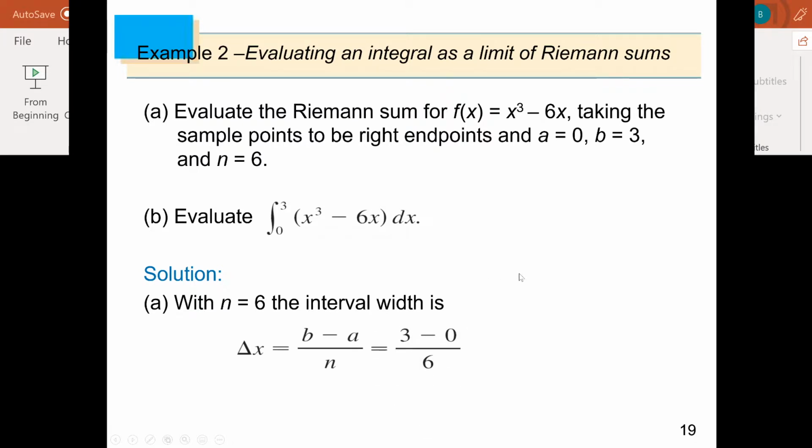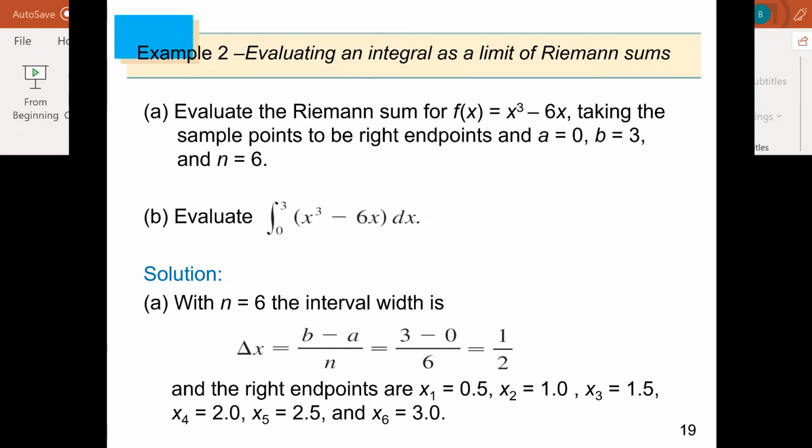So 3 minus 0 divided by 6, so we got 1/2. And then since we noticed that we started with the right endpoint, that means x1, instead of starting with 0, we start with 0.5, because according to the formula it's a plus xi, so we got 0 plus 1/2, which is 0.5. And then x2, we add 0.5 again, so we got 1, and then 1.5, 2.0, 2.5, and then all the way we finish at 3.